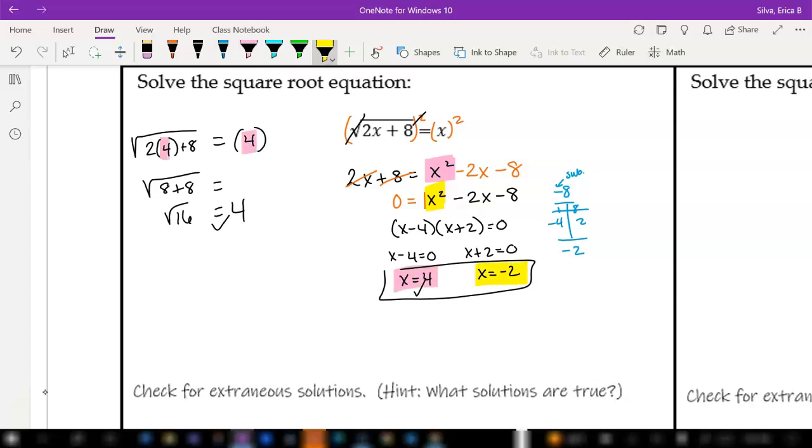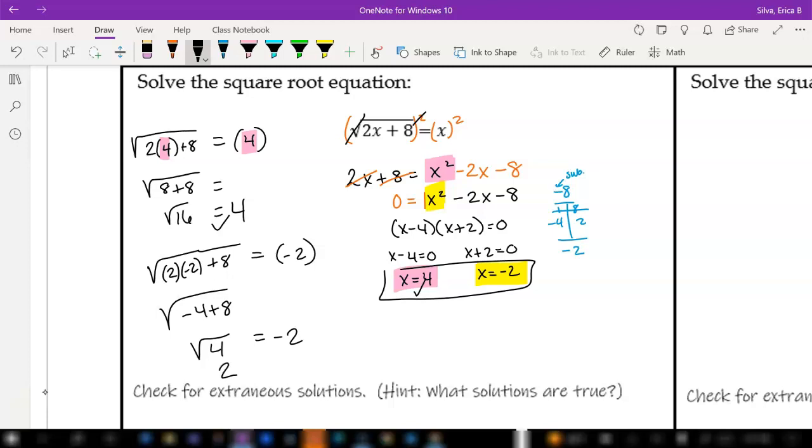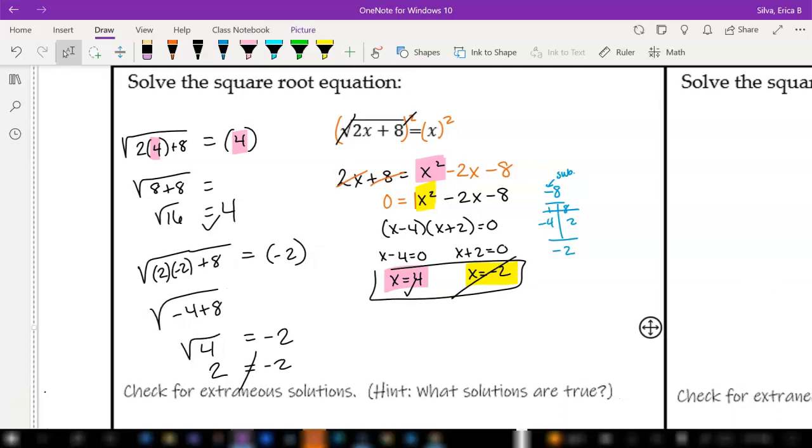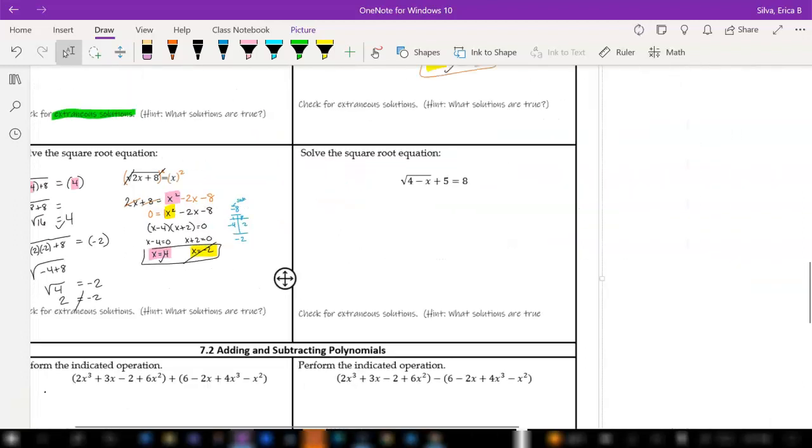And now let's check for negative 2. So we've got 2 times negative 2 plus 8 equals negative 2. These give us square root of, this is 4. Negative 4 plus 8, square root of 4 is equal to negative 2, and 2 is not equal to negative 2, so x equals negative 2 is an extraneous solution. Remember, you could type this into your calculator and you can get whether it is a true or false statement. Let's look at the next one.